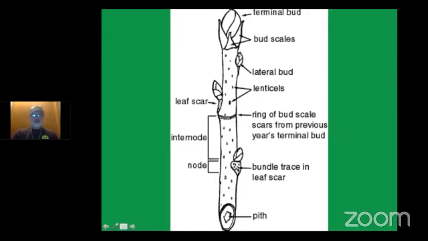These little dots that you see on that bud scar, or the leaf scar, excuse me, are what identify that plant. These are where the tubes came up through the stem and then came out into the leaf, and the pattern that those bundle scars make is a thumbprint, a fingerprint of those trees.